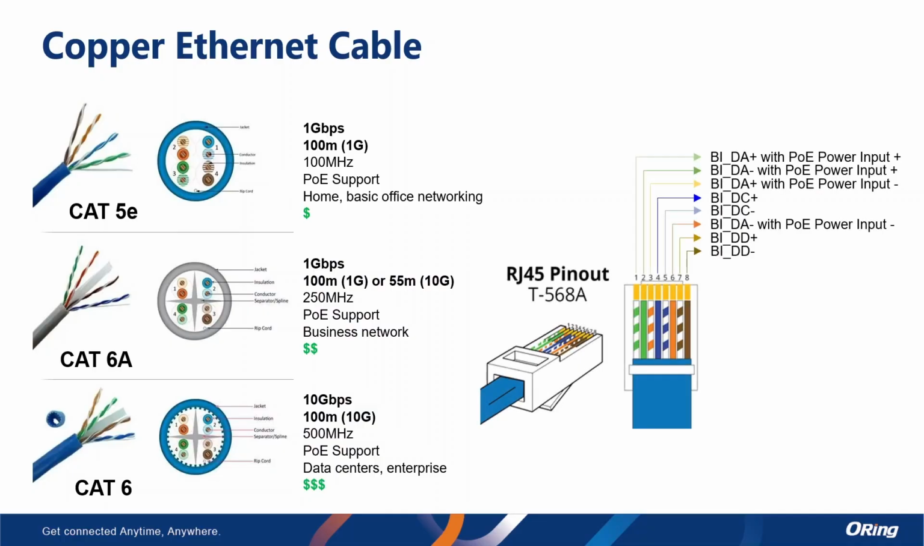Okay, for example, if we already choose which type of cable that we want to use, then we need to connect it into our RJ45 pin out. So for example, here we have pin 1 until pin 8. Every pin will carry different data and different power usage.